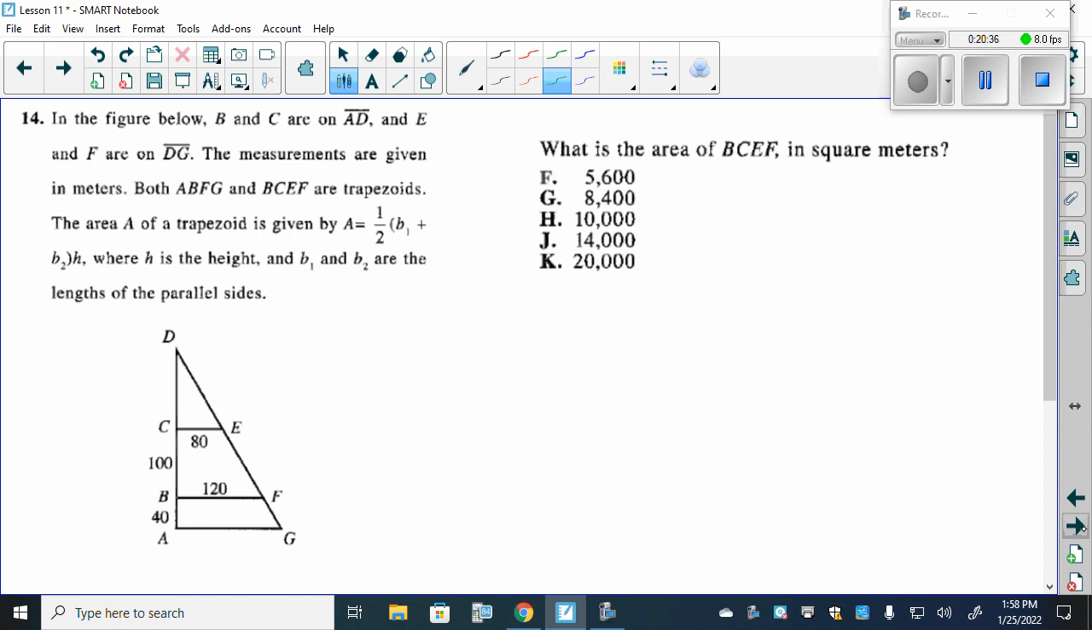Why not? I'll do both. Because 14, let's see what it says.